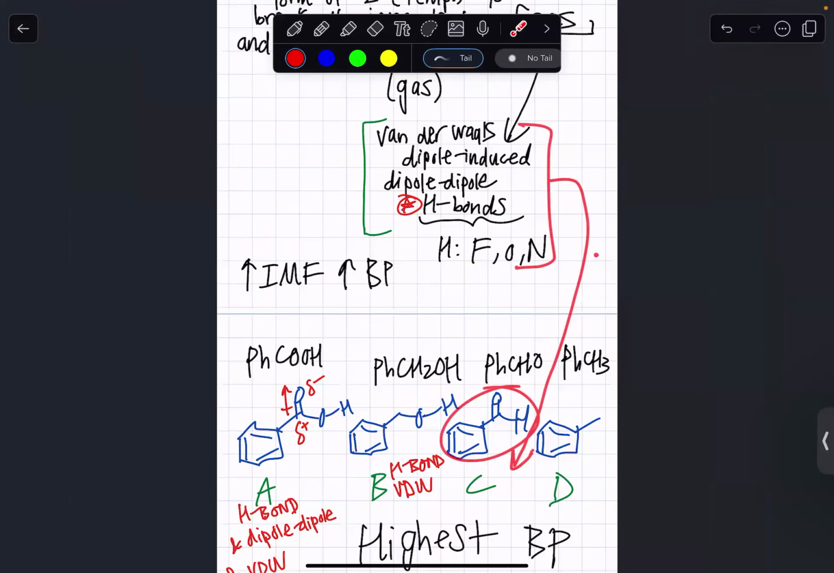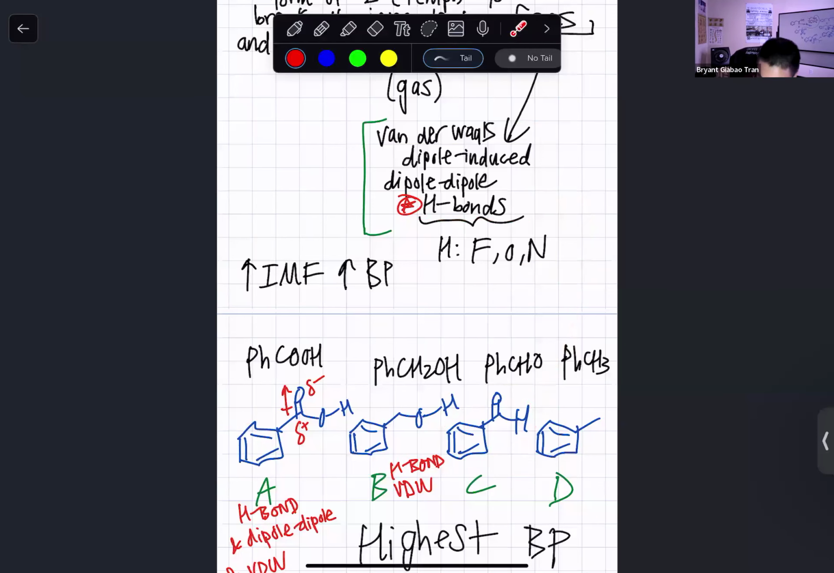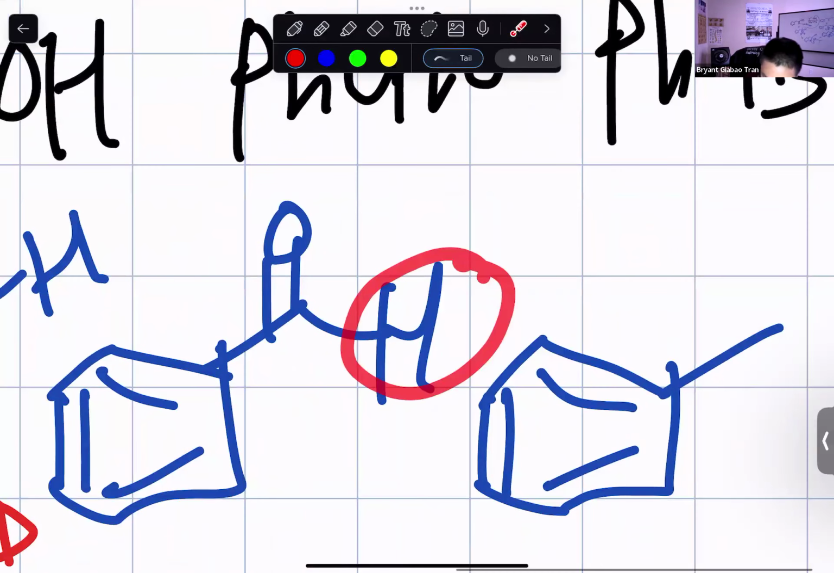Hydrogen. Yeah, so hydrogen bonds, be careful. The hydrogen has to be bonded to one of these three atoms, FON: fluorine, oxygen, or nitrogen. We do see this hydrogen right here that is explicitly drawn out, but that hydrogen is bonded to a carbon atom, C. It's not bonded to fluorine, oxygen, or nitrogen, so there's no H bond in this molecule.